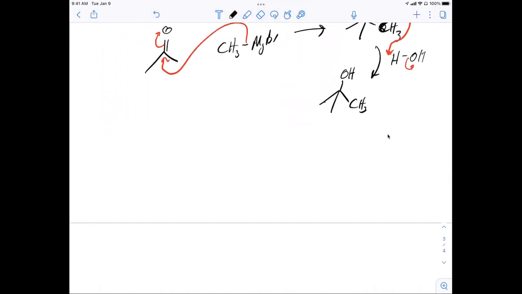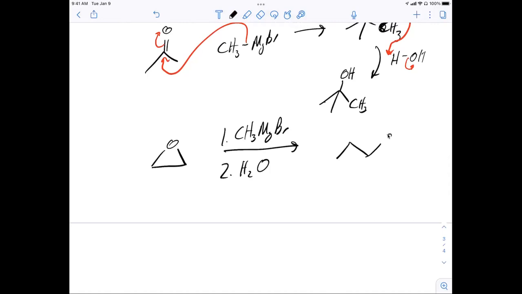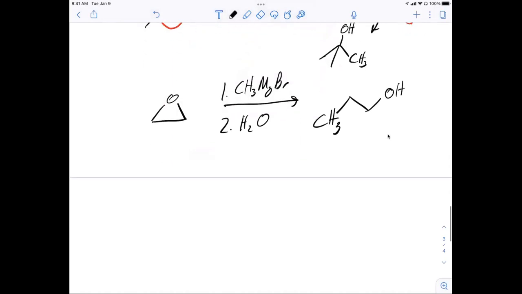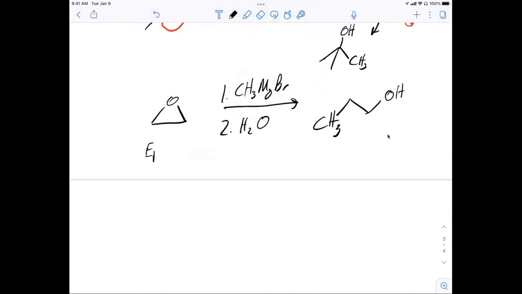We can have them react with epoxides. This one is very useful because it adds to one position and then the OH is on the other. So we make a new carbon bond on one position. And again, review reaction, we've seen this before.